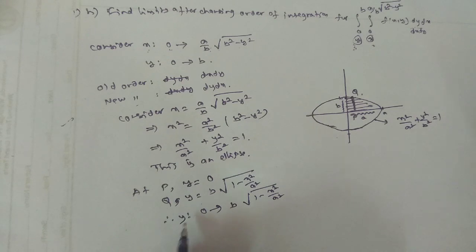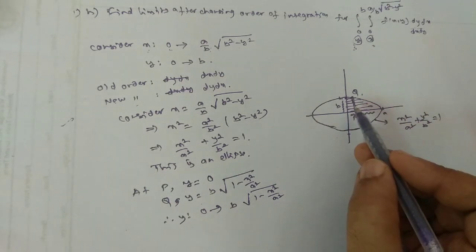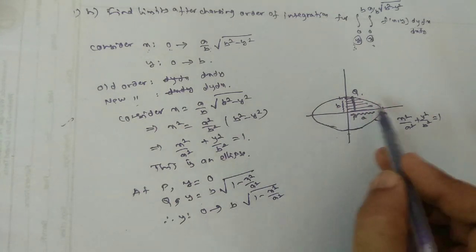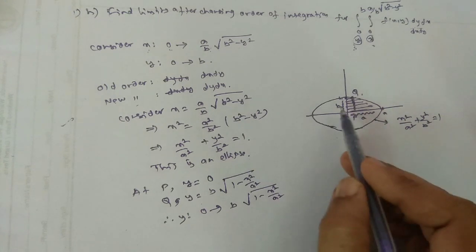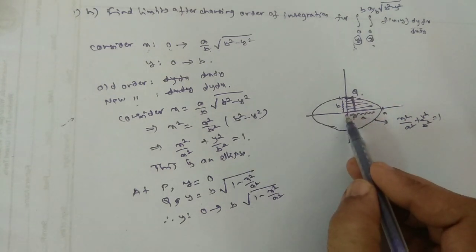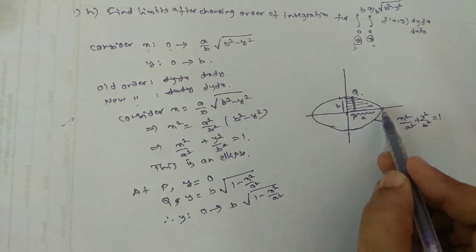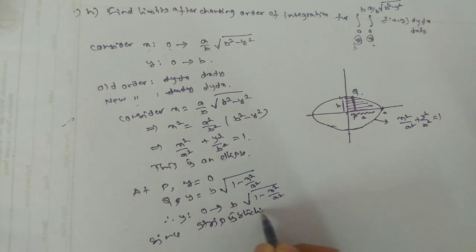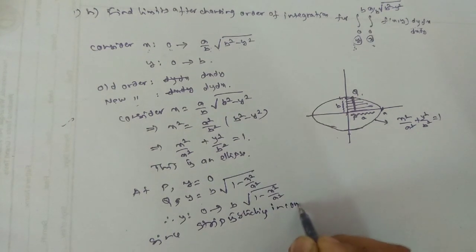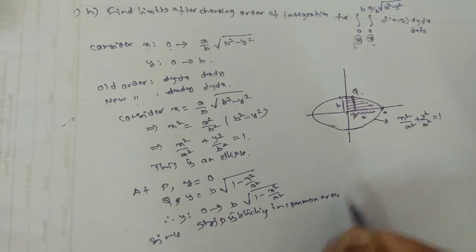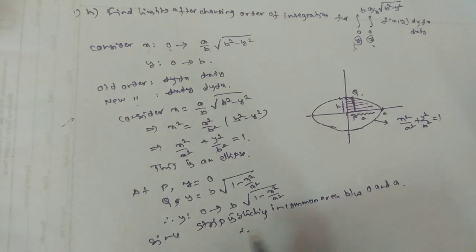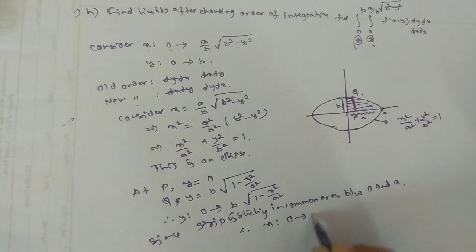Once y limits are over, we need to look at the diagram here. The strip is moving horizontally along the x-axis only. Since we have taken this strip, and it is moving here, x is starting from this 0 point and the maximum point is nothing but a. Since the strip is sliding in the common area between 0 and a, therefore x limits are 0 to a.